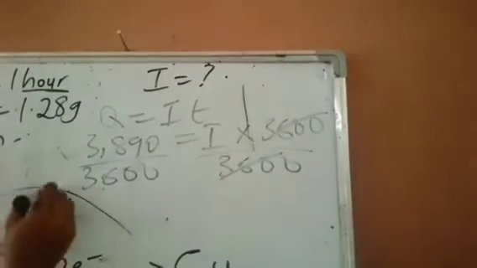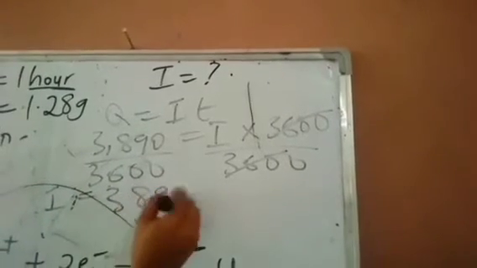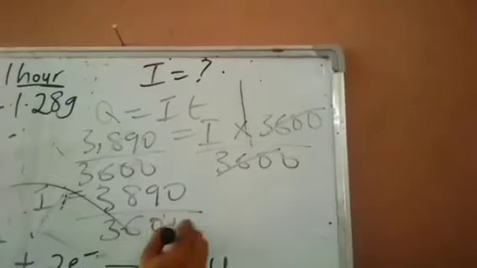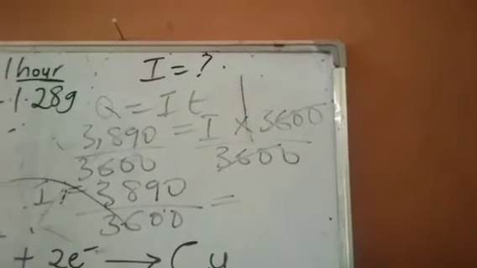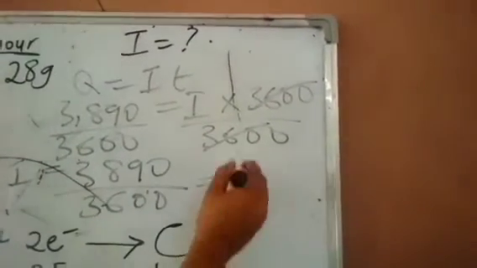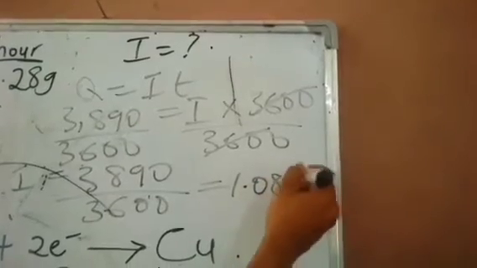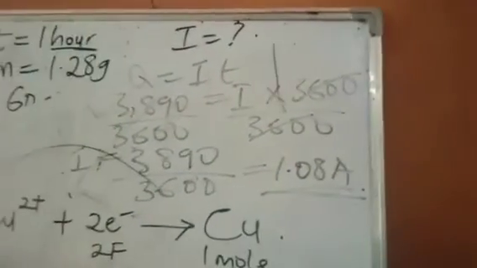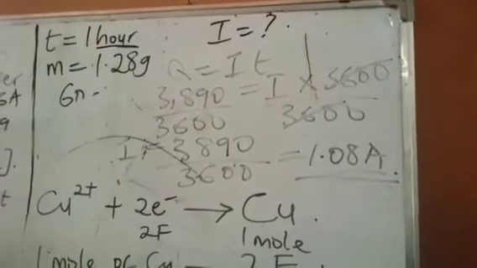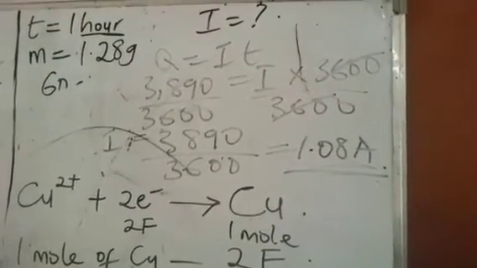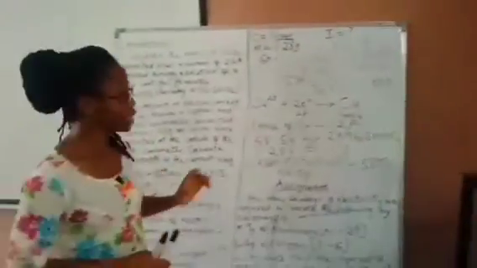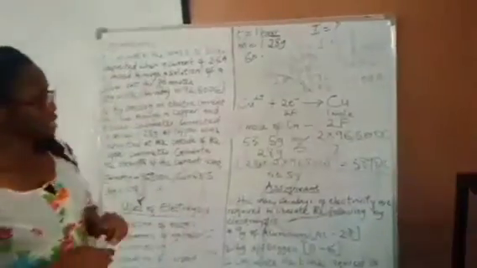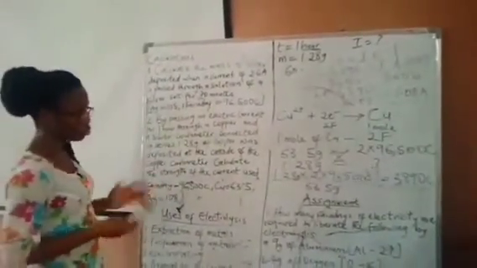So we have our I to give us 3,890 divided by 3,600. And the value that we get there will give us the value for the current, which is 1.08 amperes. Remember, amperes is for current. Now, try as much as possible to solve more questions on laws of electrolysis so you don't get confused. And I hope you don't get confused by the number of electrons and the number of moles, because they are the things that will determine your procedure for solving.